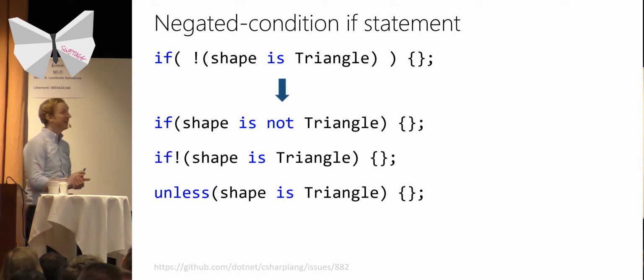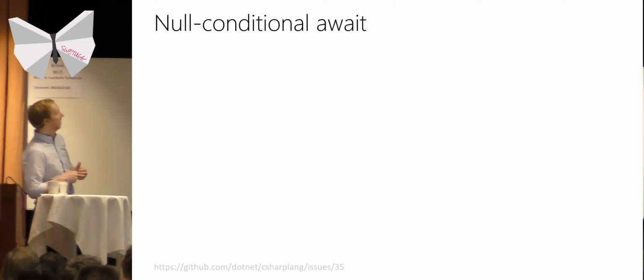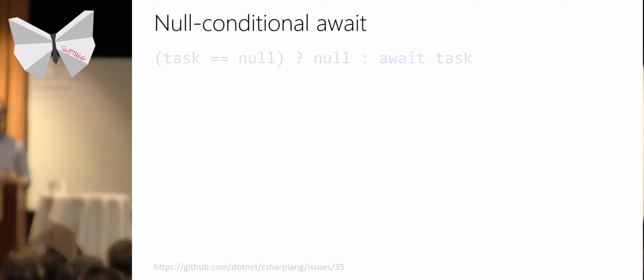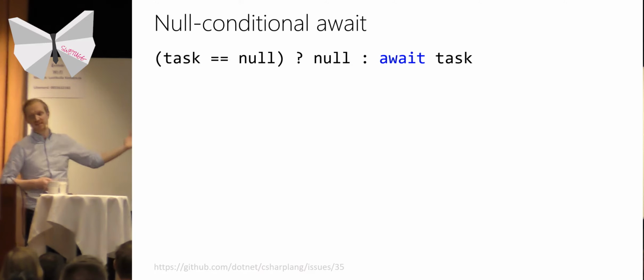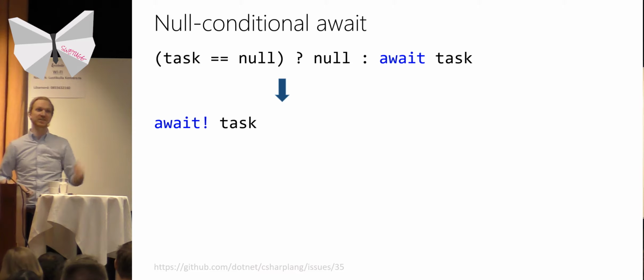Now, to make it even easier to work with nulls, again, they want to do null-conditional awaits. So instead of having to say, well, if my task is not null, then await the task, you can simply say, well, bang, task is not null, just await that.